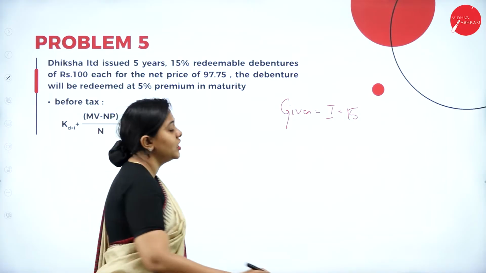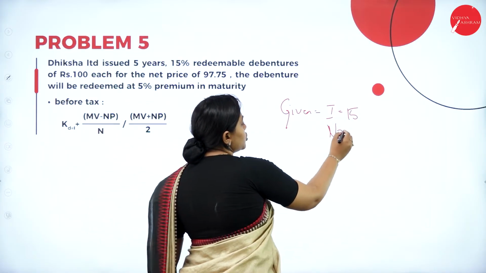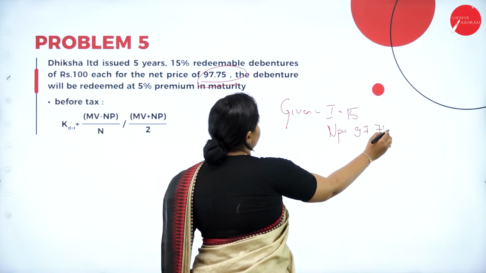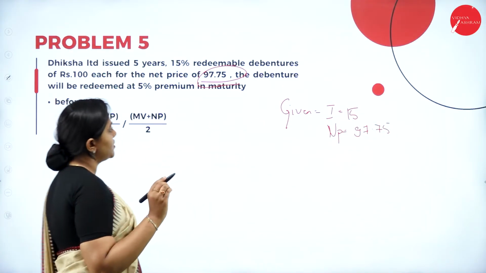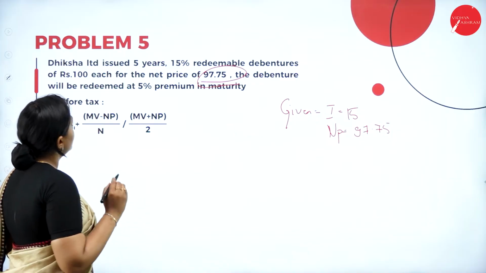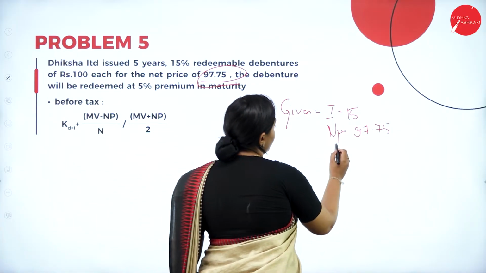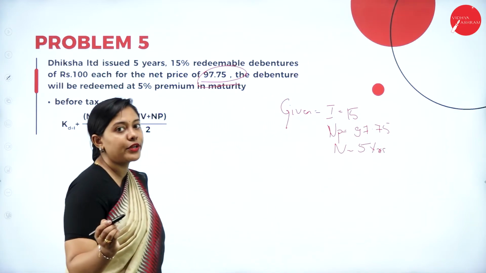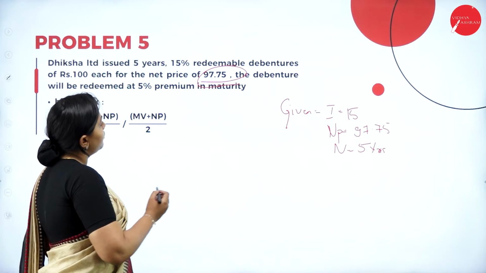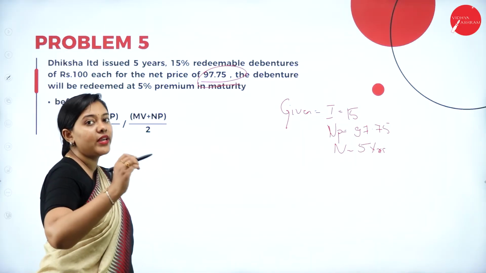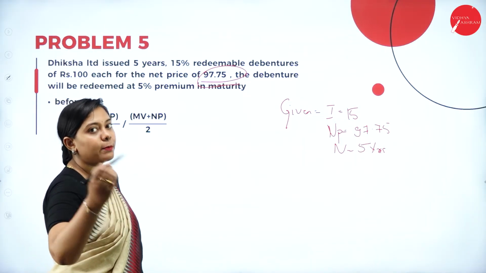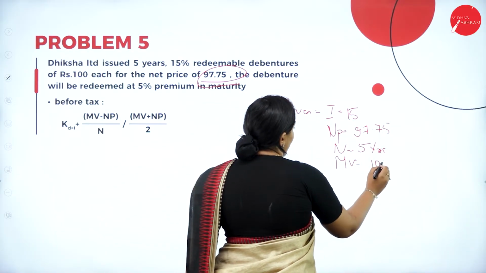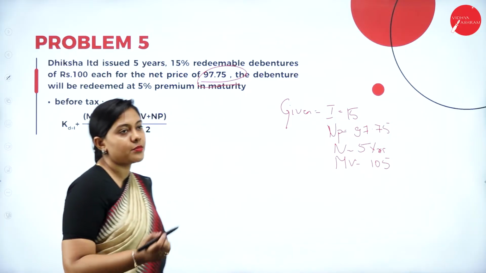So net proceeds while issuing, they are issued at a discount, 97.75. No expenses are given in the question, and number of years is how many years? Number of years is 5 years. And next, what other information is given? Redeemable at 5% premium. So 100 rupees is the issuing value into 5%, 105. Maturity value is 105. So with the available information, let's substitute the value.